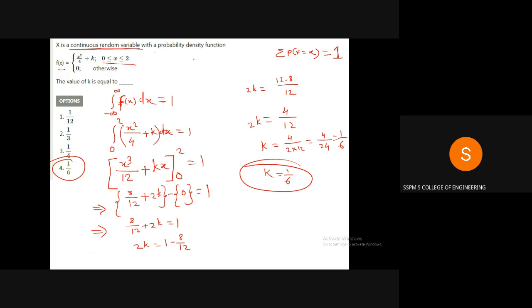Just like we used to, we write summation p of x is equal to 1. Here we will use the integral of f of x dx is equal to 1. So total probability is always equal to 1. Next question.